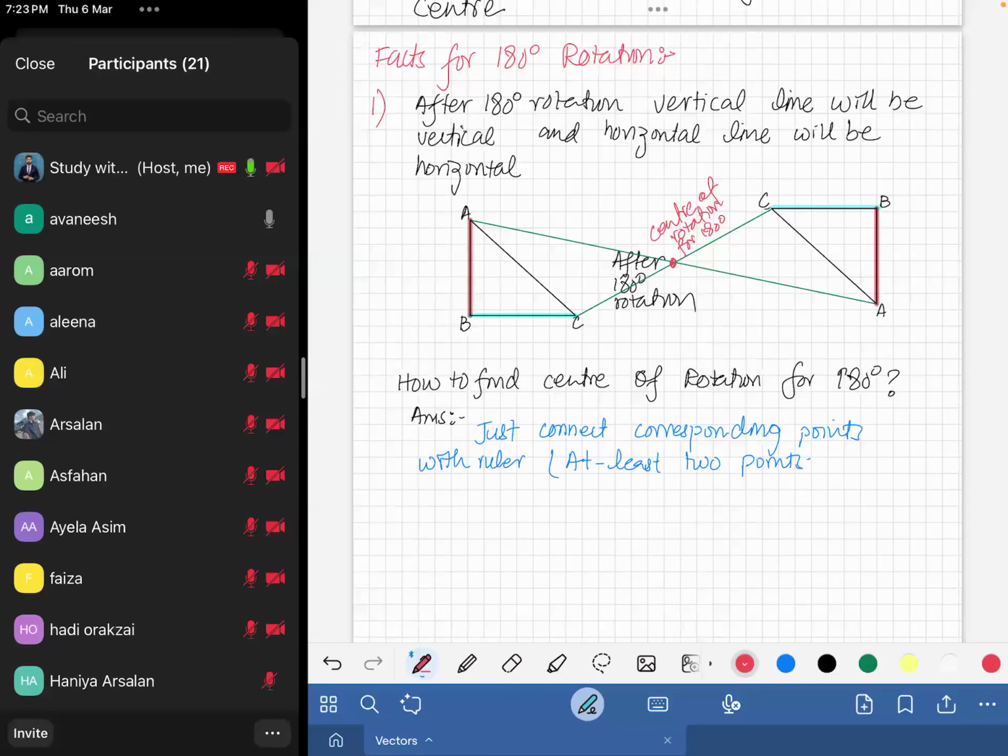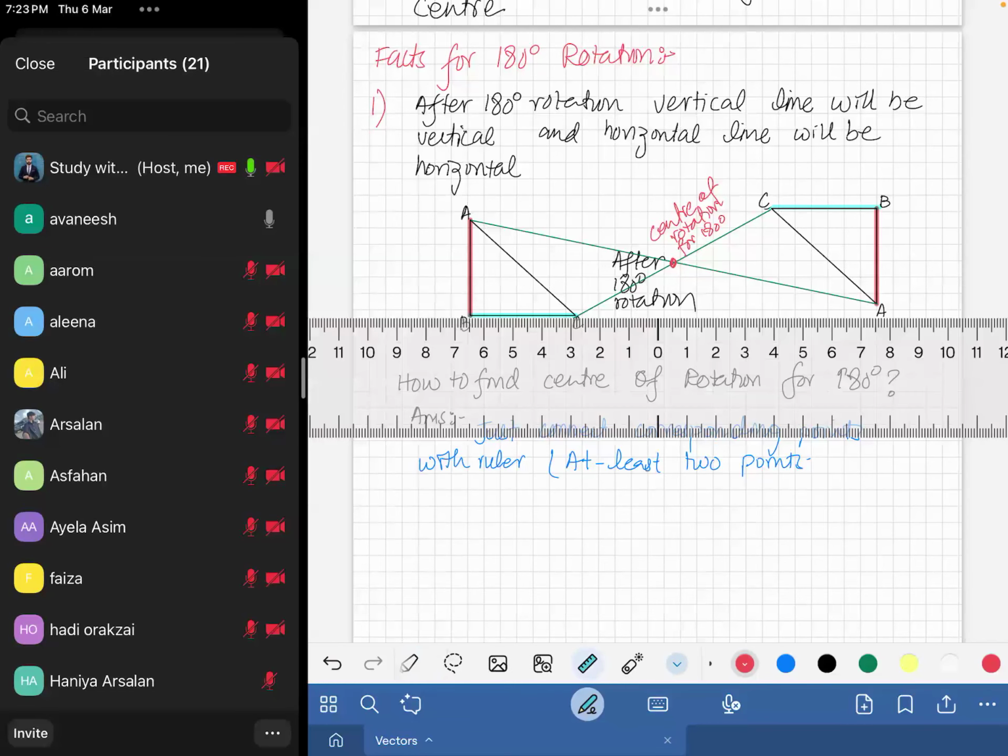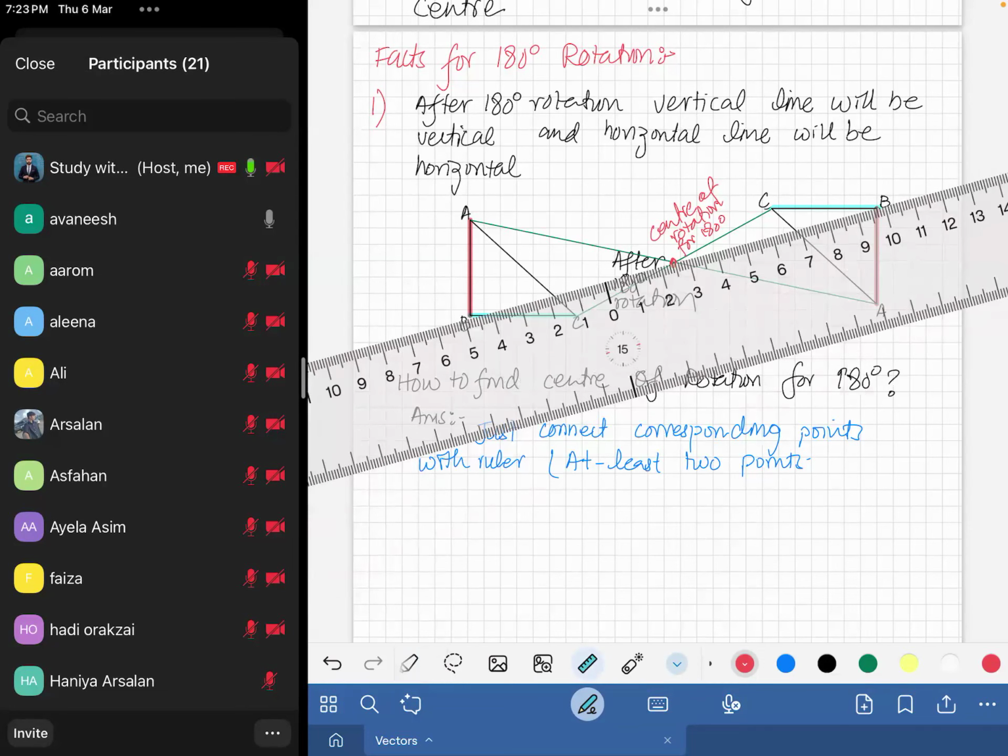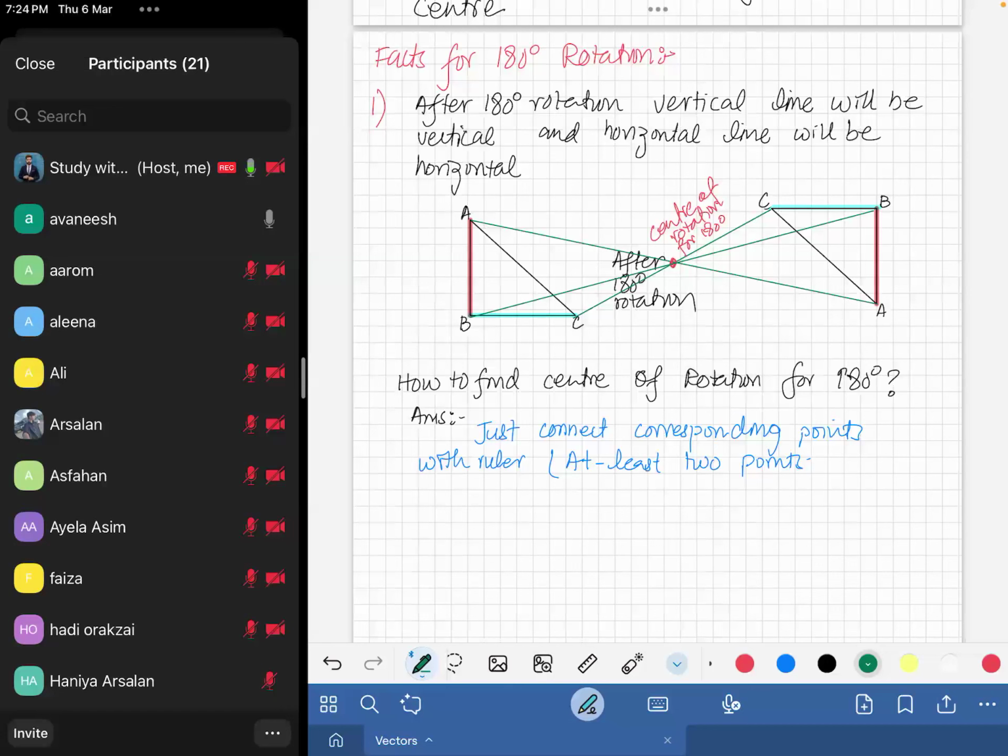Let's check. Look at the question. I'm connecting B and B. Is B and B passing from the same center or not? Yes or no? Yes, it is. It means that if the concept is right, that is the reason I wrote here, everybody, that to find out the center of rotation, you need to connect at least two corresponding points. You don't need the third one. If two are correctly plotted, you can get the center by your own.